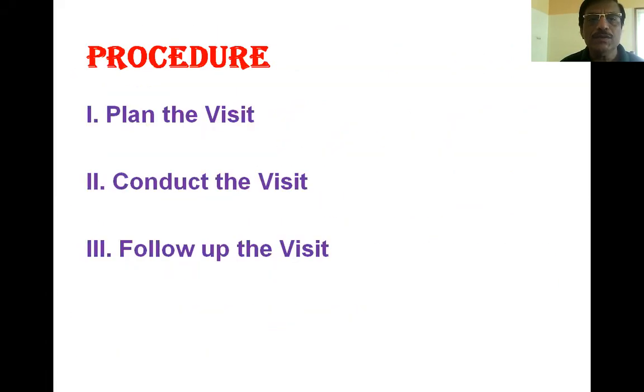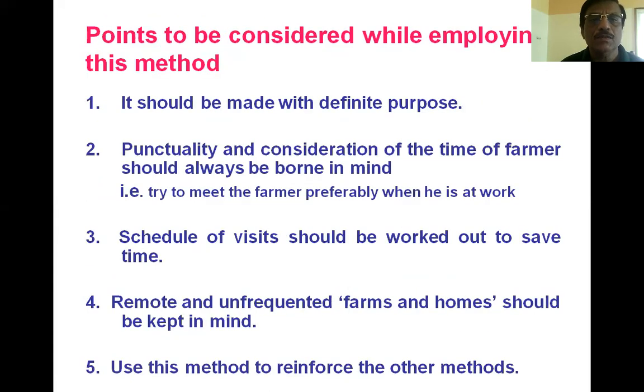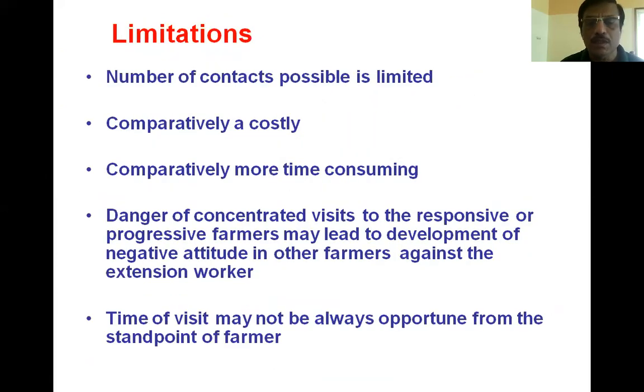Regarding objectives, procedure to be followed, all these things I have covered in the last class. So points to be remembered: what are the advantages of farm and home visit, and what are the limitations or the drawbacks of farm and home visits? All these things I have already covered in the last class. So let us see the second individual contact method, that is called as result demonstration.